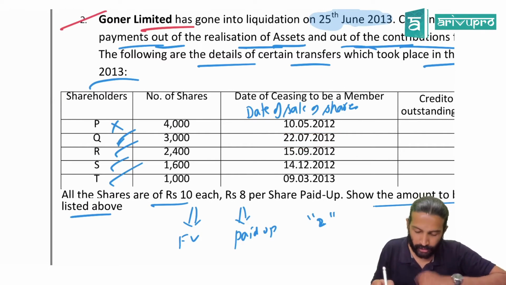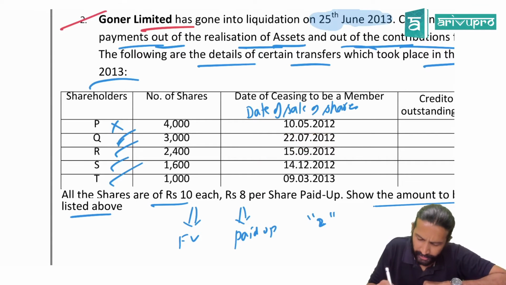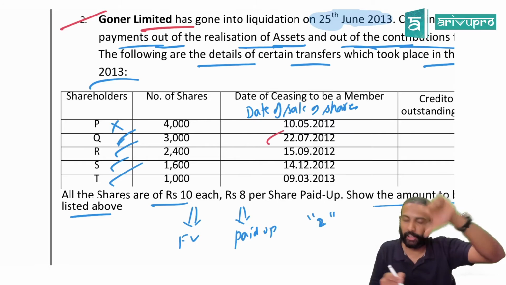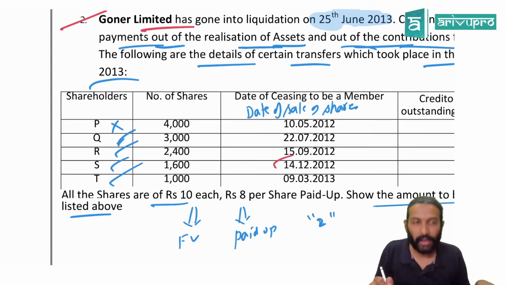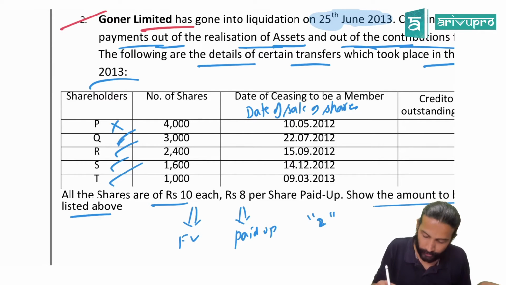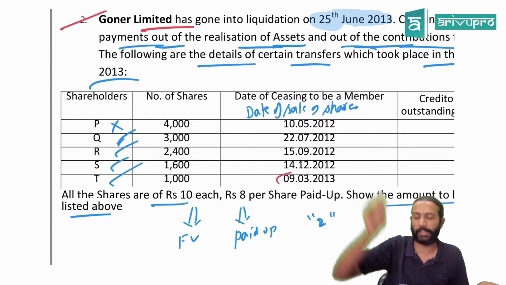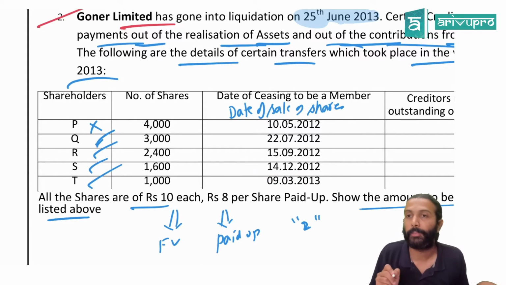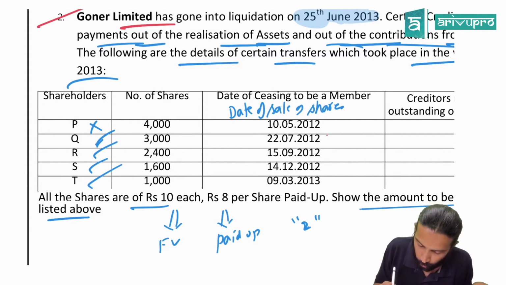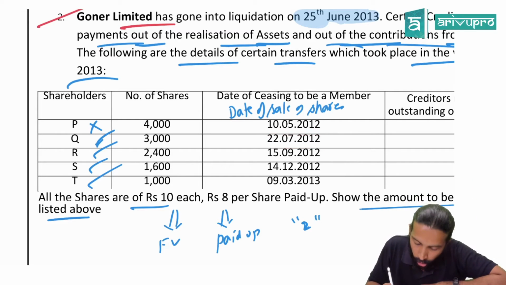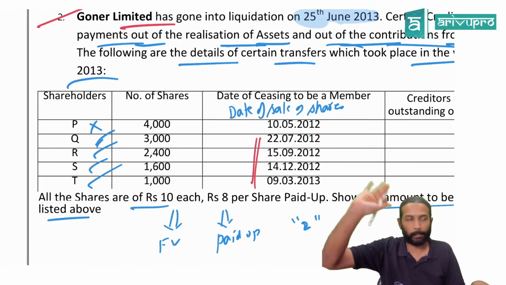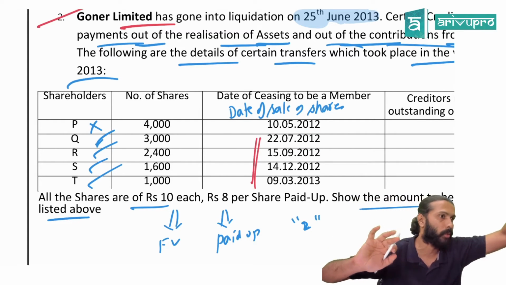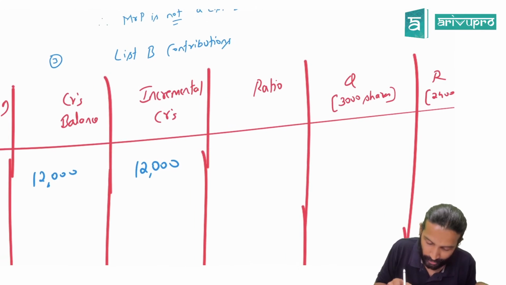When did Q cease to be the member? 22nd July. Are these dates in serial order? Check. First Q sold the shares on 22nd July. After that, 15 September, R sold his shares. After that, S sold his shares on 14th December. After that, T sold his shares on 9th March 2013. That means these dates are chronological. That means on 22nd July 2012, on the sale date, all of them were members. Yes or no?